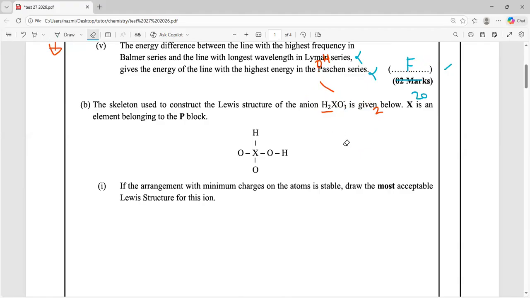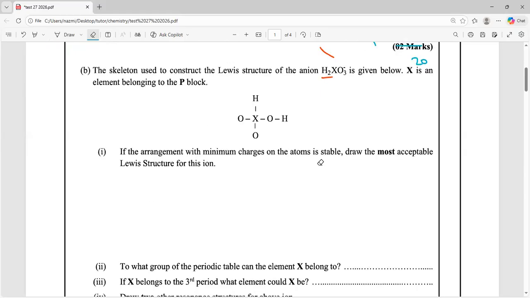The skeleton used to construct the Lewis structure of the anion H2XO3 minus is given below. X is an element belonging to the P block. XO3 minus means there is one minus charge. If the arrangement with minimum charges on the atoms is stable, draw the most acceptable Lewis structure for this ion. Now you don't know what X is, but with the given data you have to draw the most acceptable structure. There should be only one minus charge.